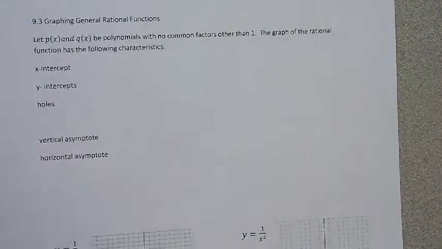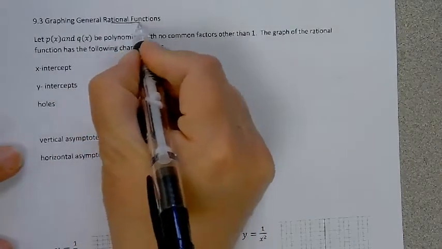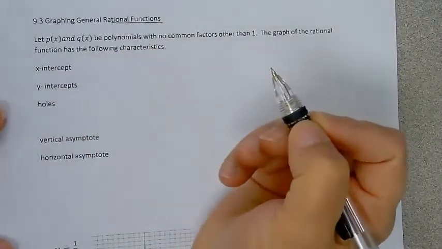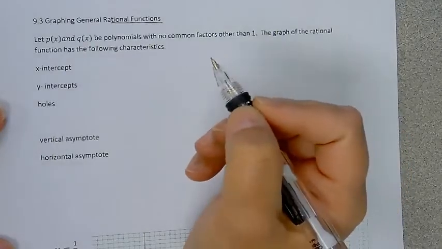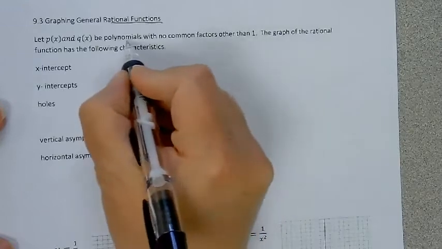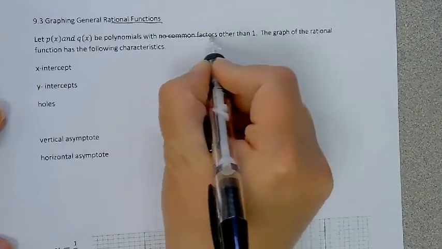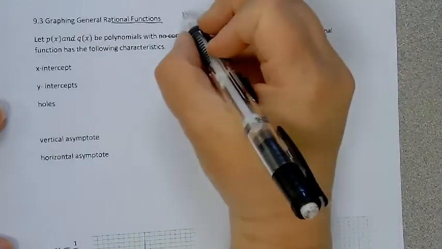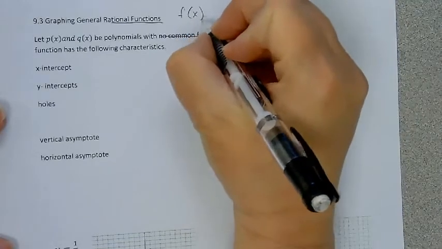9.3 talks about graphing rational functions. So let's talk about what rational functions are. This would be an equation where you have a polynomial in the numerator and the denominator. And we're going to actually change this, and we're going to make some that actually have a common factor. So let's think about a rational function.